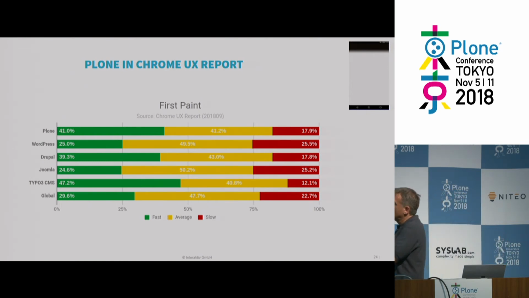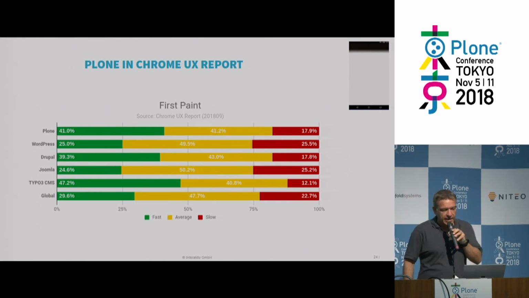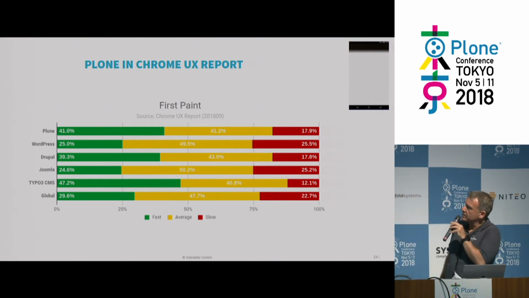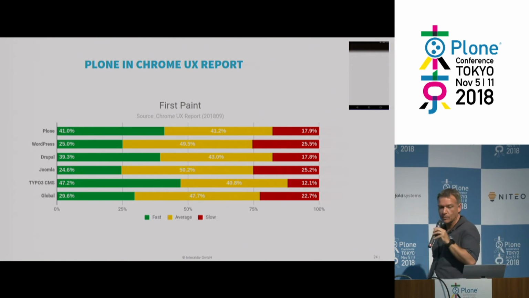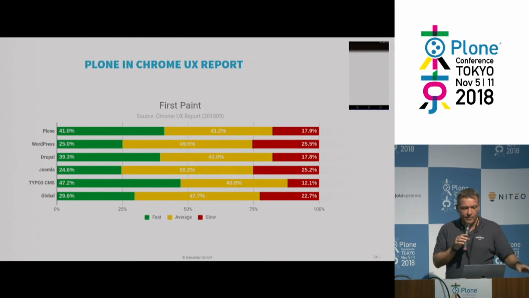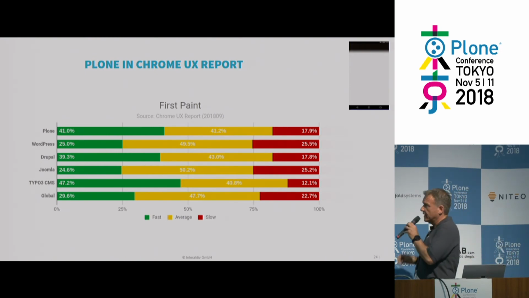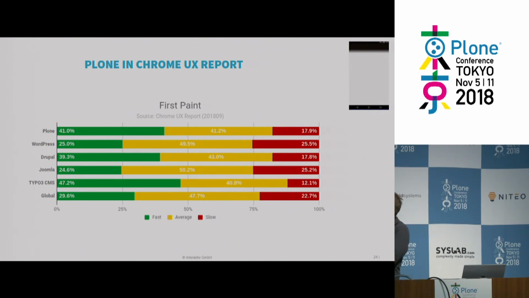41% of all Plone websites are in the fast section. And we will have another couple of slides with similar numbers. It's basically always the same message. Plone is among the top. For example, WordPress is always in the last place, and Typo3 is a bit ahead of Plone, but we are not too bad there if you compare to other systems.